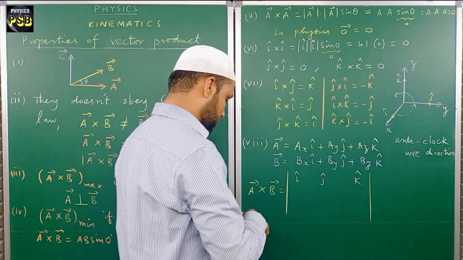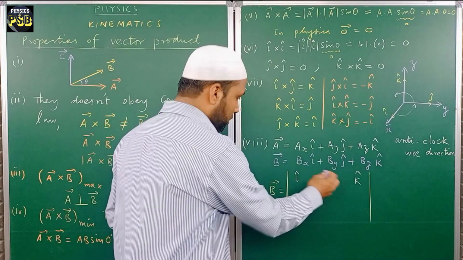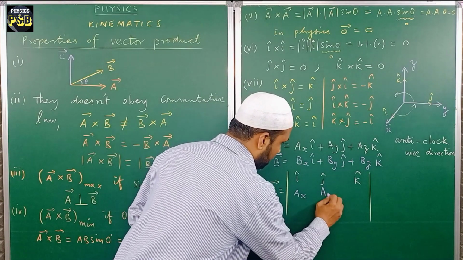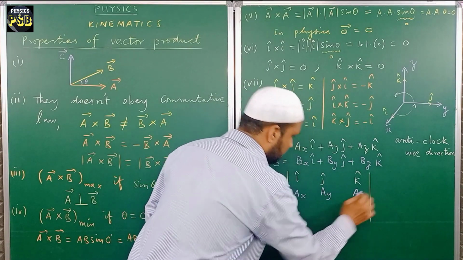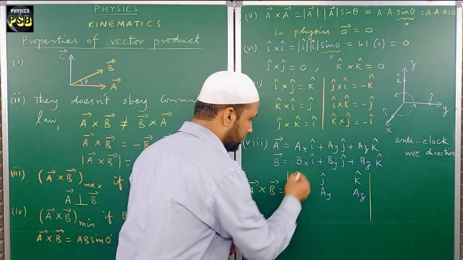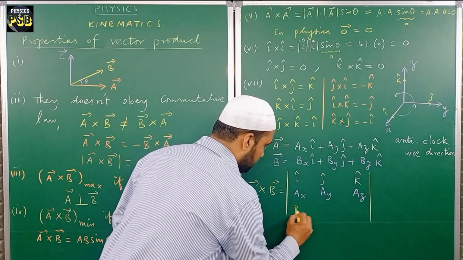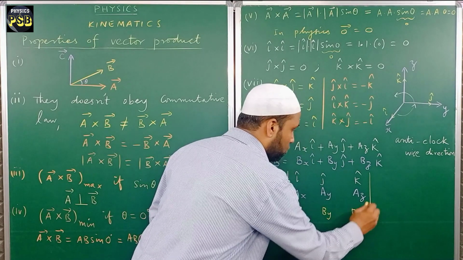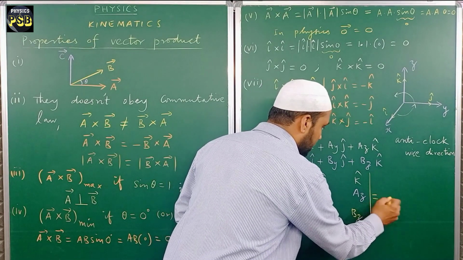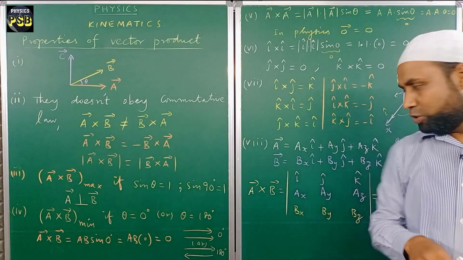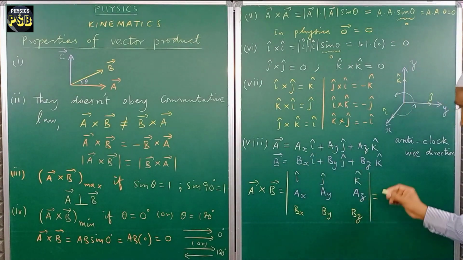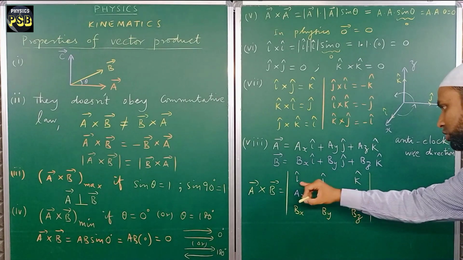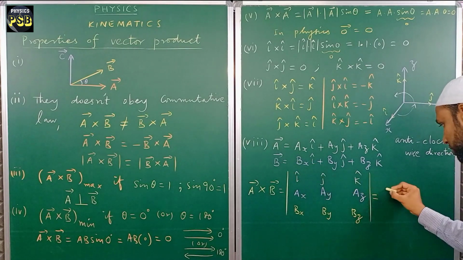Then the components of vector A are taken along the second row: Ax, Ay and Az. Then in the third row I take the components of vector B: Bx, By and Bz. Now look at this carefully, how I am going to expand them. Expansion of this, what do I do?